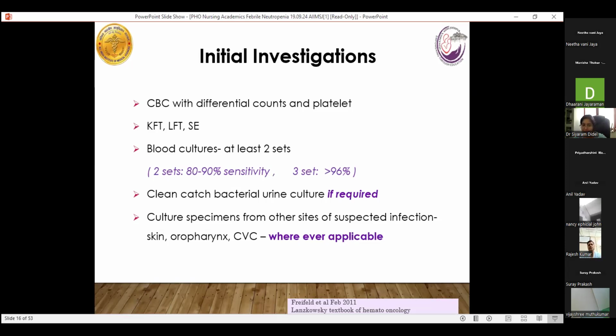We should always send a blood culture, and if possible, we should send at least 2 sets, and even 3 sets can be sent because it increases the sensitivity of our blood culture. And a clean catch bacterial urine culture should be sent if required, and further culture specimens can be decided based upon the site of infection with which the patient is presenting, such as skin, oropharynx, or if there is a central catheter present.